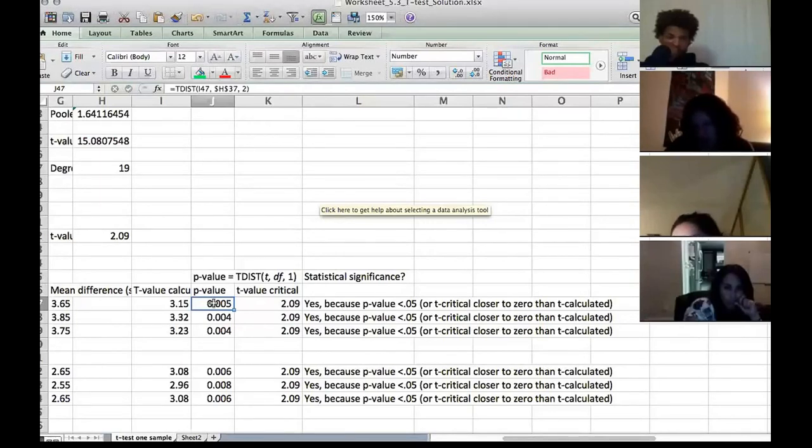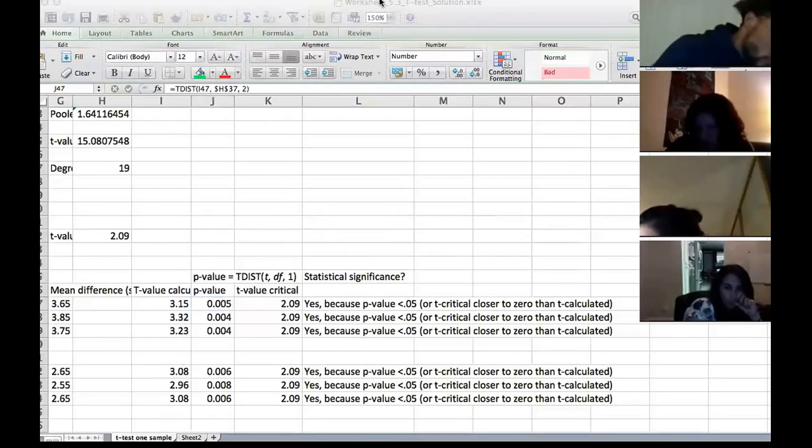All right, so this was basically the one sample t-test. Any questions, comments?